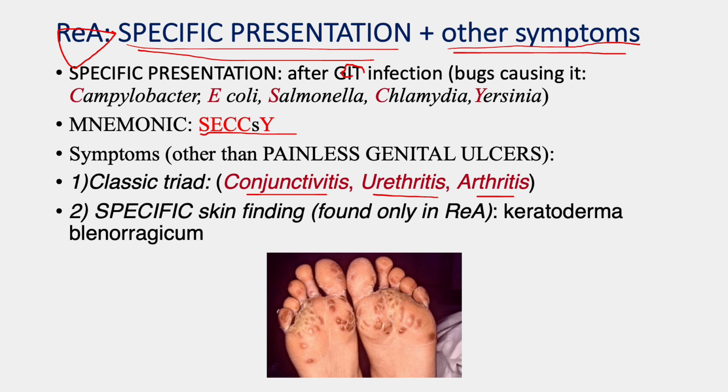There is also a specific skin finding in reactive arthritis, which is, at least in the USMLE, found only in this kind of disease, which is called keratoderma blennorrhagicum. It's basically a hyperkeratosis, which is mainly found in the palms and soles of your body. And if you have a patient with a painless genital ulcer that had a gastrointestinal infection a couple of weeks ago and now has also eye pain, dysuria, or joint pain, it's most likely that it is reactive arthritis compared to the other potential infections by chlamydia, Treponema pallidum, or Klebsiella donovani.